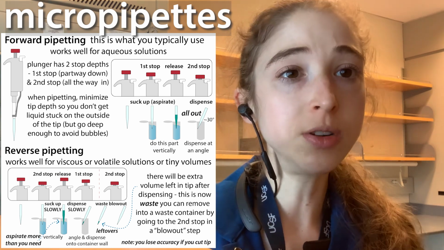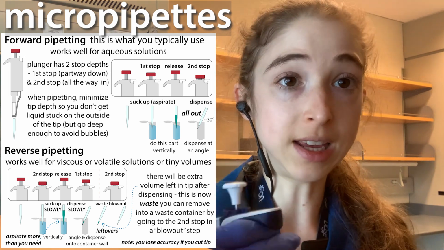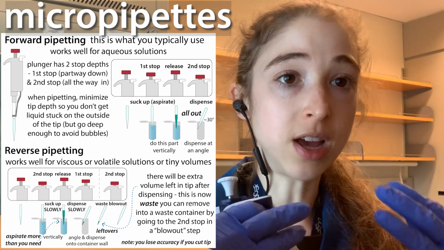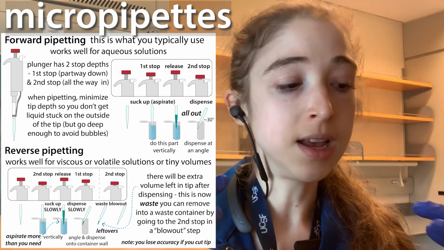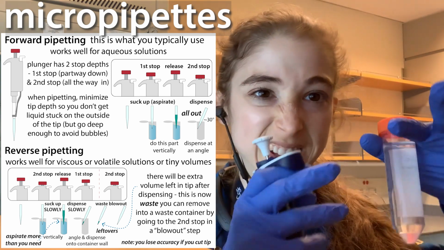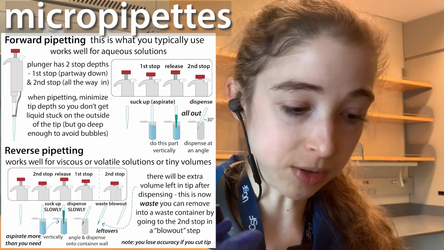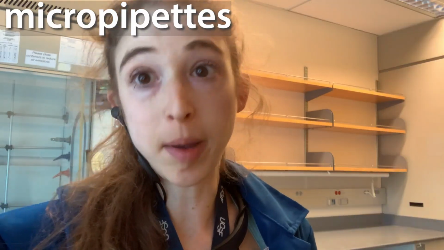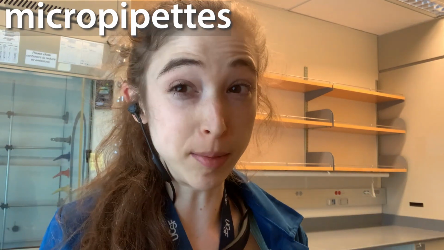Another good practice when working with those is to pre-wet your pipette, so go up and down a few times. This is going to help equilibrate the pipette with the gases from the volatile when you're working with those. No matter what type of pipetting you're doing, it's important to avoid bubbles.